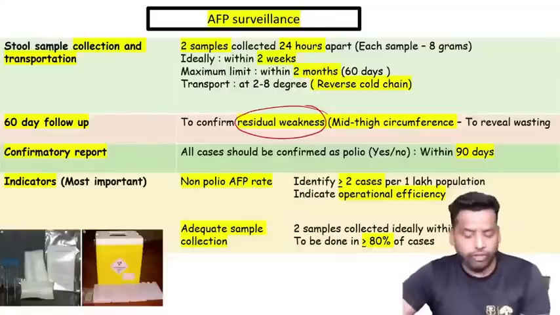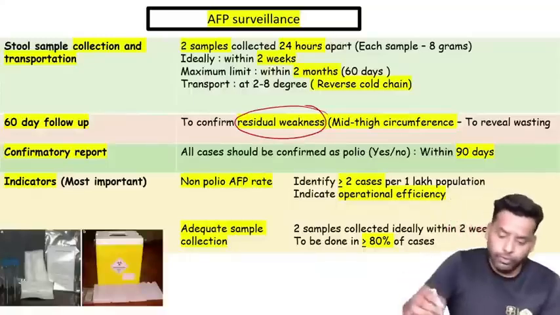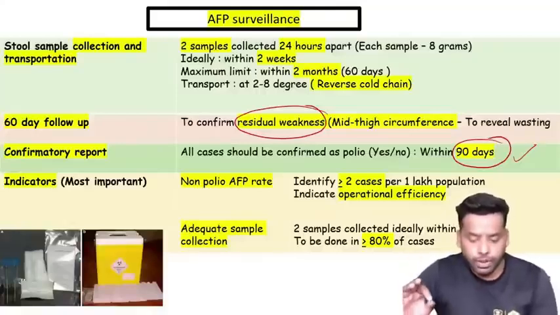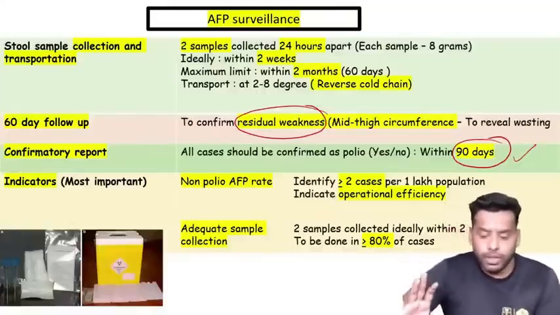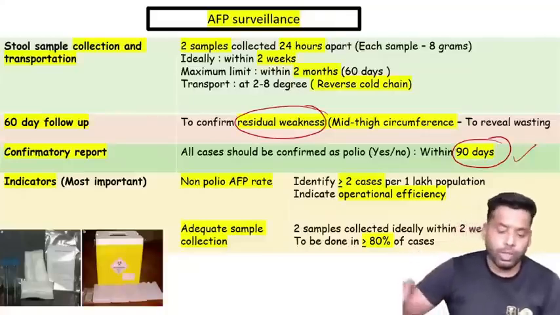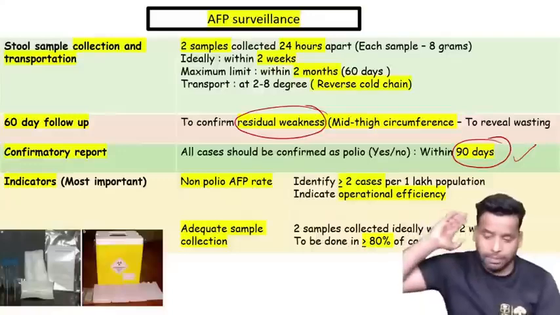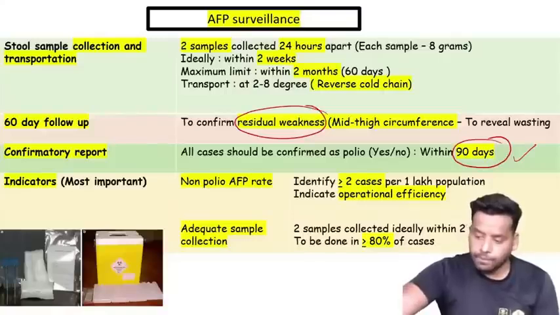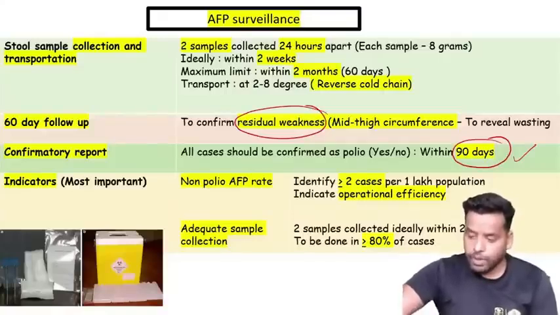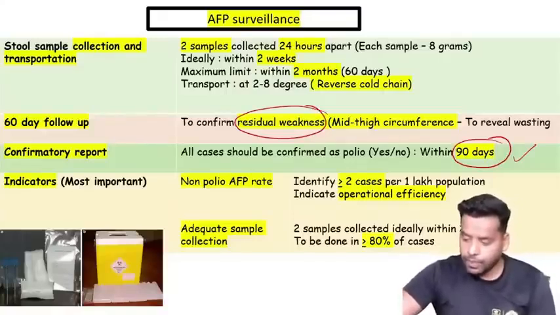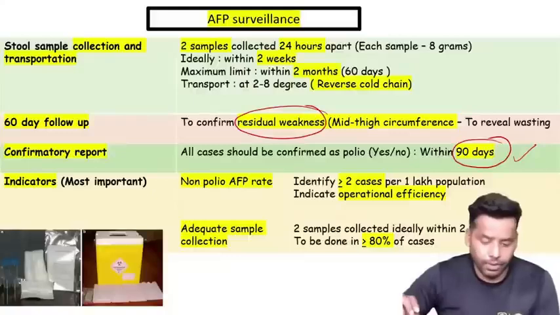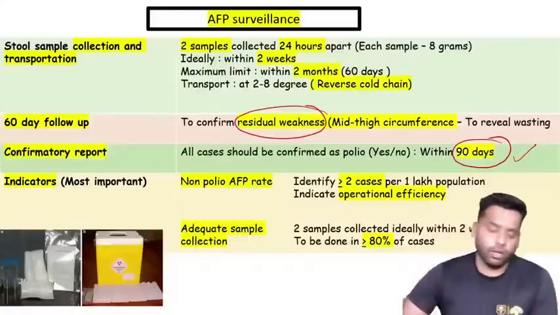All the cases of AFP should be confirmed as polio or not within how many days? See my words properly. What is the upper limit from the onset of paralysis? Good. 90 days, 90 days. Good. Whether surveillance is properly done or not, that is what we are checking.